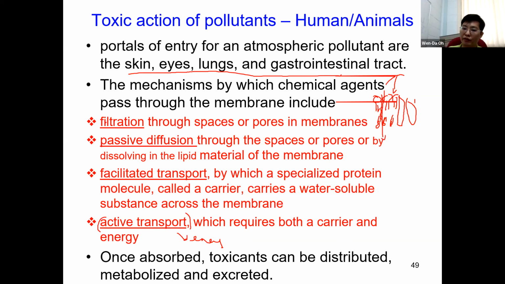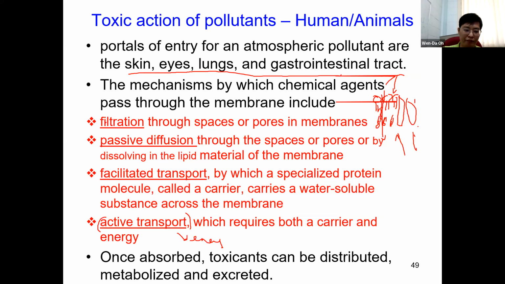Then you have passive diffusion, through the spaces and pores, whereby sometimes things can dissolve in the lipid and move across. And then we have facilitated transport, whereby you have specialized protein channels that help bring the pollutant in and out of the cell itself. These are generally not pathways only for toxicants. It is something that happens in our cells every day, because we need to transport nutrients, chemicals, and all those energy molecules in our body.